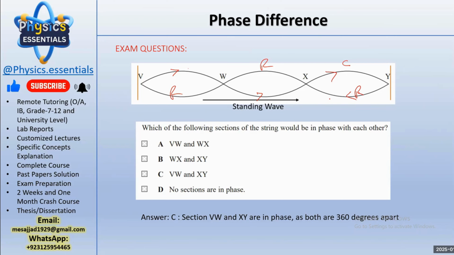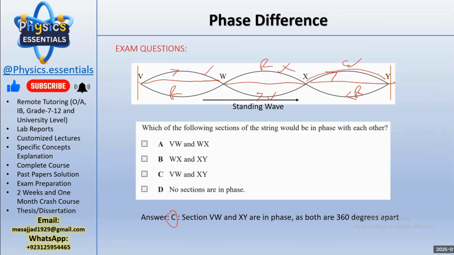Now you can see that V and W is one section. We won't be considering the reflective part. We will only see the original wave part. So we will consider only this part. So VW is one section and XY is another section. I have written the answer as C.